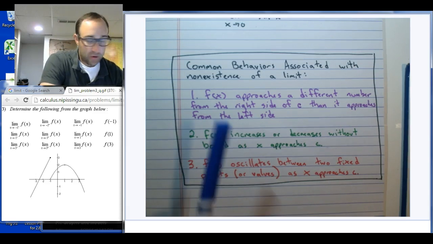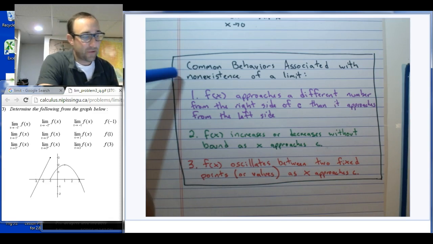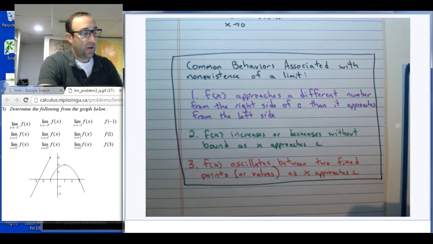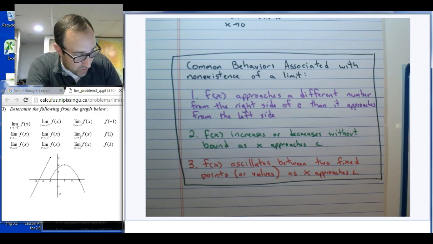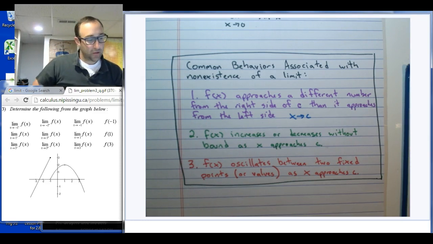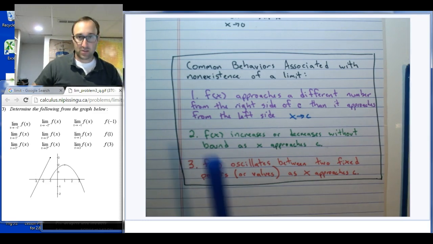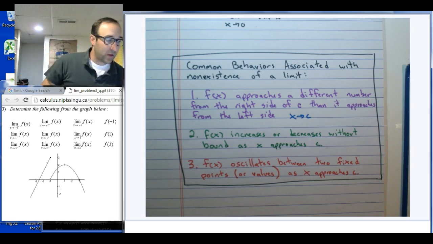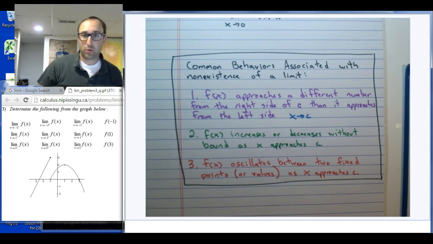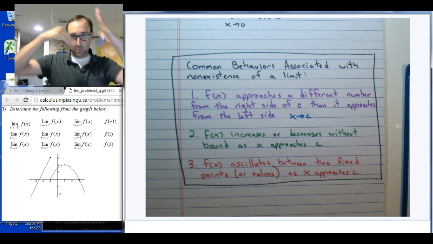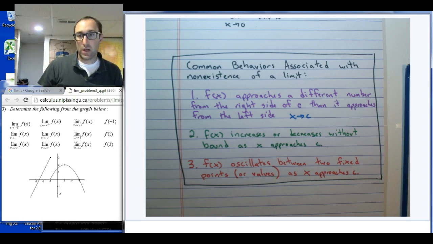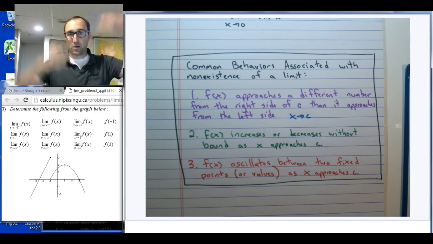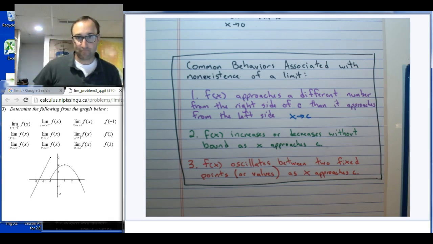So here are some things you probably want to write down. This is a good thing to get into your notebook. Common behaviors associated with non-existence of a limit. 1. f of x approaches a different number from the right side of c than it approaches from the left side. Remember, c is what x approaches. So as x approaches c, it's different from the left side than it is from the right side. Number 2, f of x increases or decreases without bound as x approaches c. It's the one where they both go this way, or the one where they go that way. And the last one, f of x oscillates between two fixed values as x approaches c. So it's kind of going between here, and then they switch, and they keep going faster and faster like that.